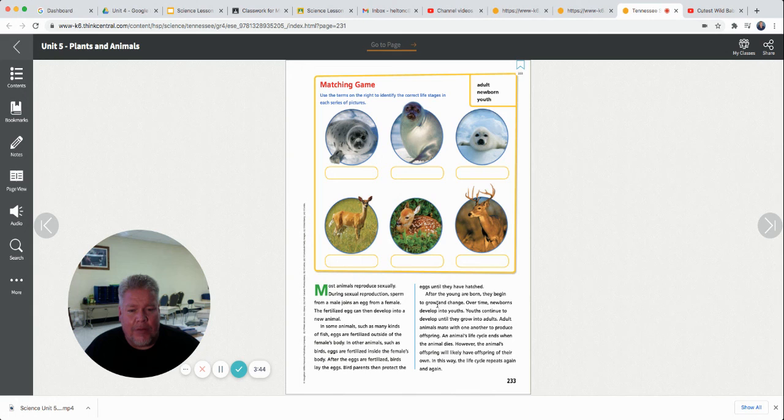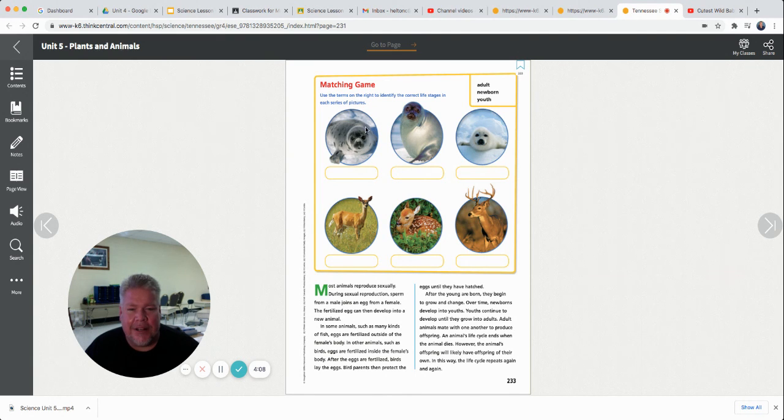After the young are born, they begin to grow and change. Over time, newborns develop into youths. Youths continue to develop until they grow into adults. Adult animals mate with one another to produce offspring. An animal's life cycle ends when the animal dies. However, the animal's offspring will likely have offspring of their own. And this way, the life cycle repeats itself again and again.